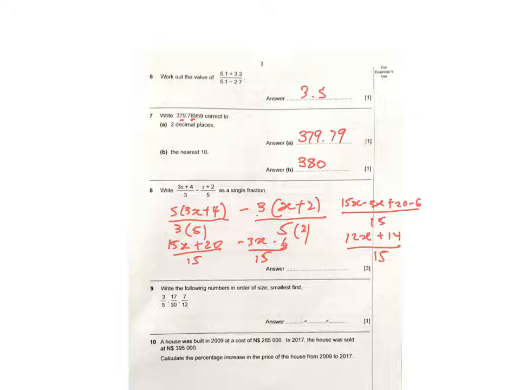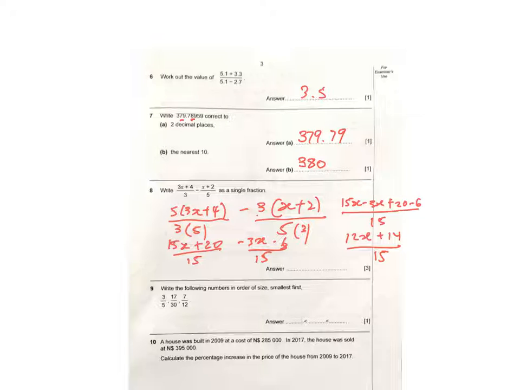Right, we continue to question 9. We need to write the following numbers in order of size, smallest first. You can see these are all fractions, but they don't have the same denominator. If they had the same denominator, then we just check the tops, and the smaller one we start with. But in this case, it's better to change to one form, which is either decimals or percentages. I prefer percentages because they are easier to work with.